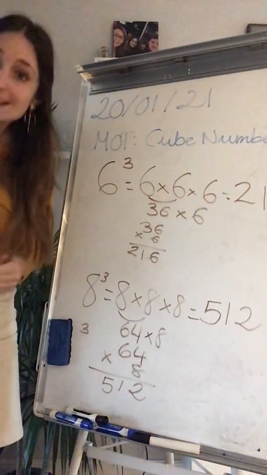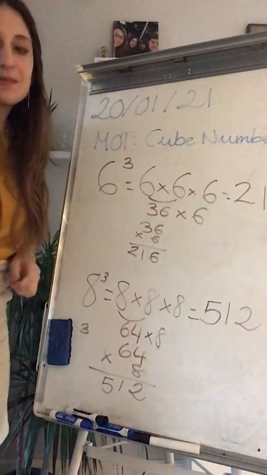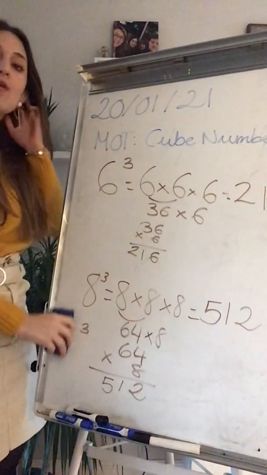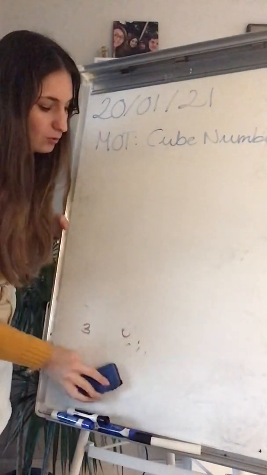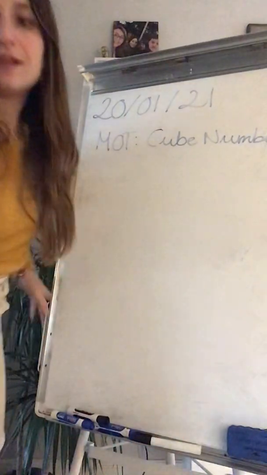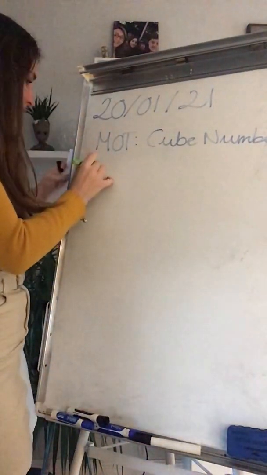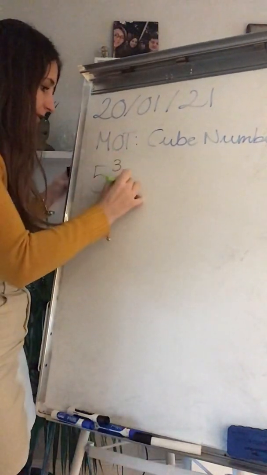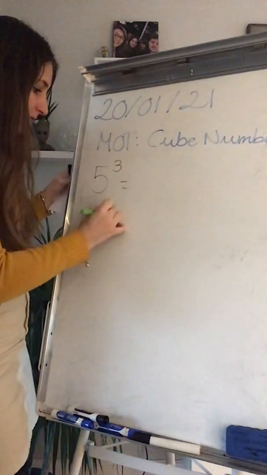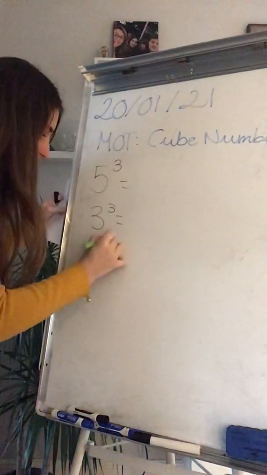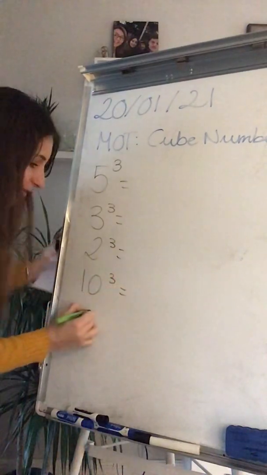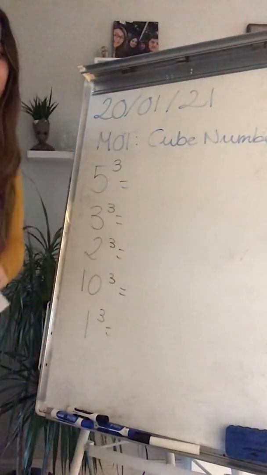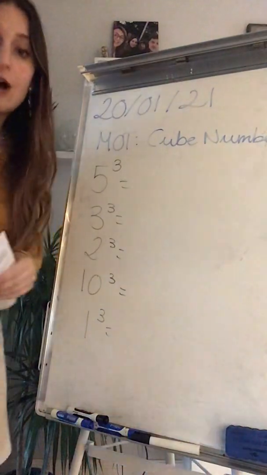Simple, easy, yes. Let me write the ones that I want you to do for today, and we correct it tomorrow. And tomorrow will be Fluent in 5. So, can you do for me 5 cube, 3 cube, 2 cube, 10 cube, and 1 cube. Have a go at it and let me know how it goes.